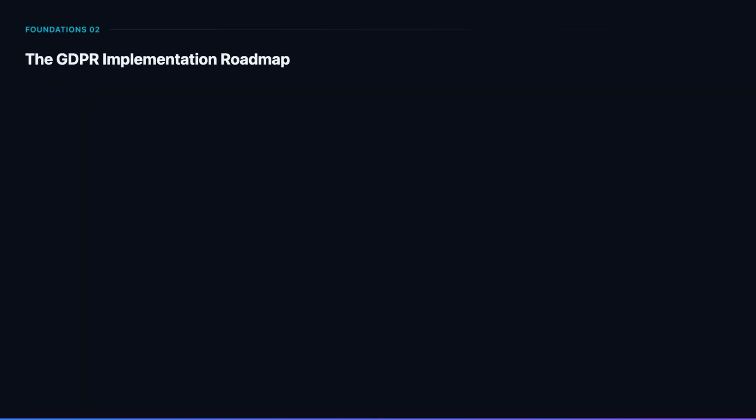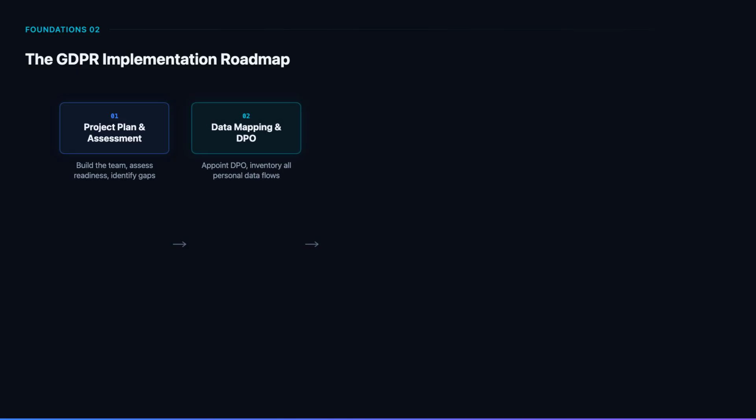Here is the high-level roadmap for implementing GDPR compliance in your organization. The journey starts with building a GDPR implementation project plan. You assess your current state of compliance, identify gaps, and establish the governance structure. The course provides a readiness assessment template that maps every GDPR requirement to your current practices. Next, you appoint a data protection officer if required and create a comprehensive inventory of personal data. You map where data comes from, where it goes, who has access, and how long it is retained. This data map is the foundation for everything that follows.